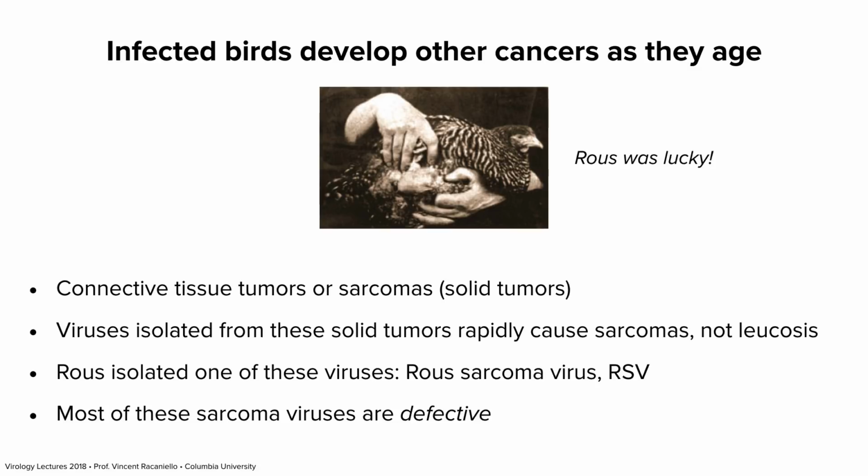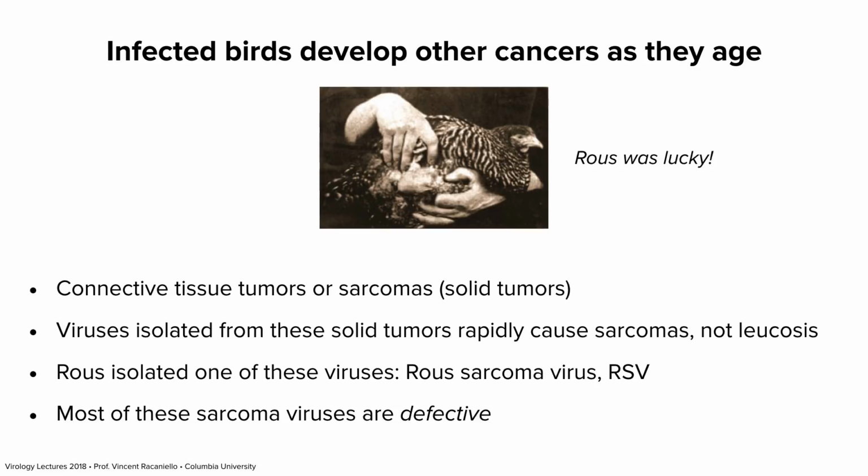However, as these birds get older, the ones that were infected develop other cancers. Some of them were sarcomas. These are connective tissue tumors, these solid tumors. That's the sarcoma type of tumor that Rouse worked on. If you grind up the tissue and inject it into a new chicken, they rapidly cause sarcomas, not leukemias.